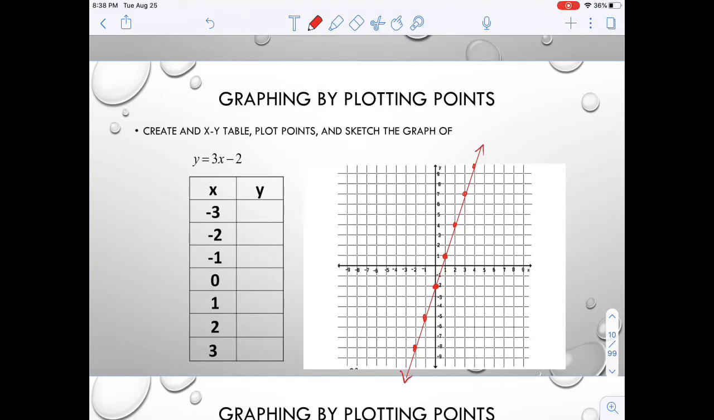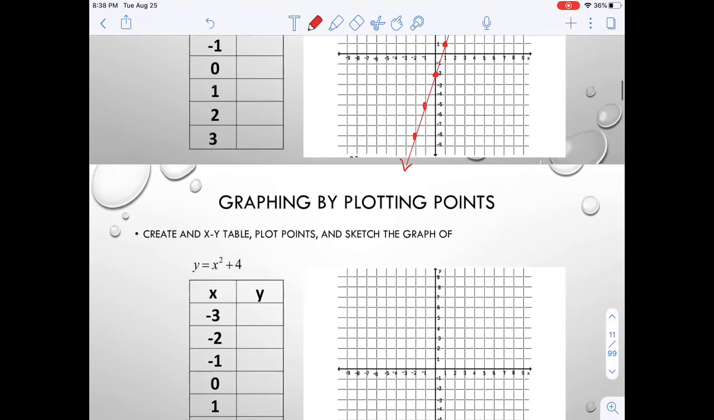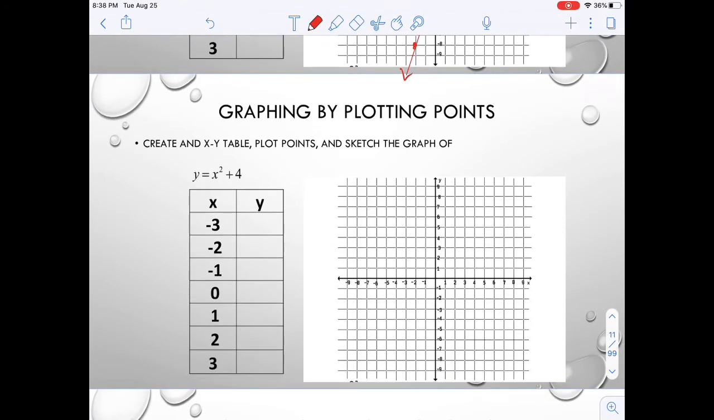I sincerely hope that if we're in this class right now, we don't need to make an XY table for a graph like this, okay? But let's say we got to a graph like y equals x squared plus 4. And you say, you know what? I don't remember how to graph shifted parabolas. We can always make an XY table.